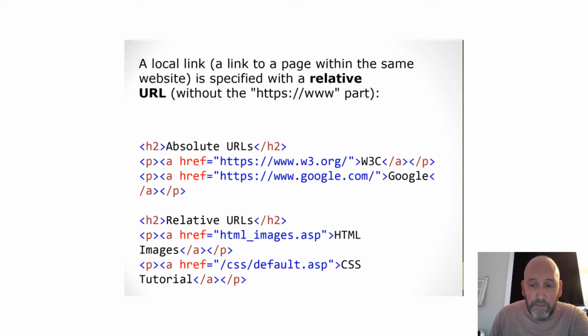Remember, an absolute address gives you the whole path to the file. But these ones underneath are relative addresses. They assume that you're on the website you want to be on. And a href equals HTML images or CSS default. So these are relative. It's not the whole path, and it assumes you want to stay in that website and go to another page. Absolute, relative.